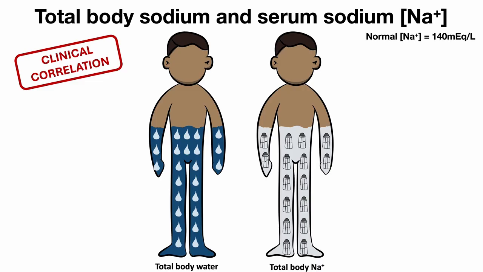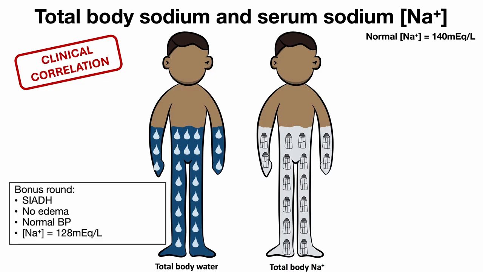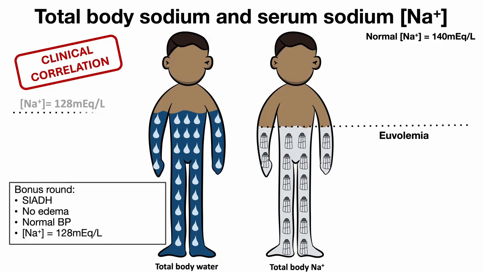Well, if you stuck around this long, I think it's time for a bonus round. Let's take a patient who has syndrome of inappropriate antidiuretic hormone, also known as SIADH, which we'll discuss in later modules. This patient has a normal blood pressure, moist mucous membranes, and no swelling. Based on exam, and by definition, this patient is euvolemic and therefore has a normal total body sodium. However, the serum sodium is low at 128 milliequivalents per liter. As you can see, this is a dilute solution with an excess of water relative to total body sodium.